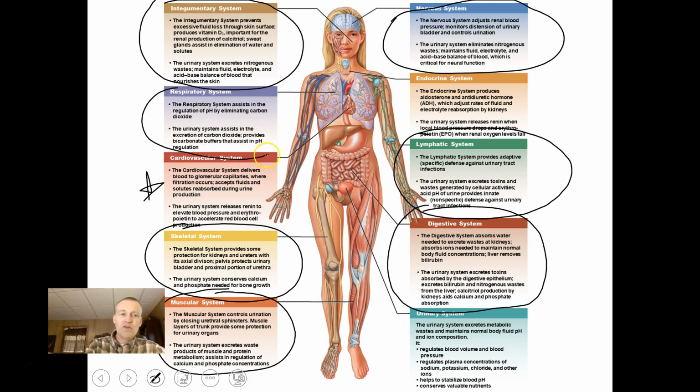The respiratory system, because it gets rid of hydrogen ions and reabsorbs bicarbonate, is actively helping to maintain pH in addition to the respiratory system's activity. Okay, well, we could go on and on about the interrelationship between the two.